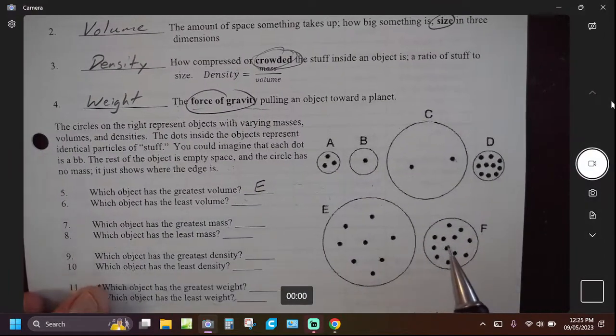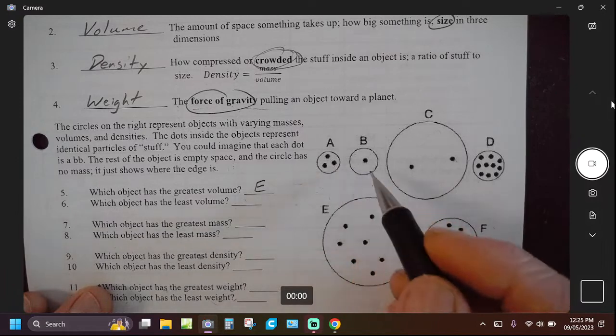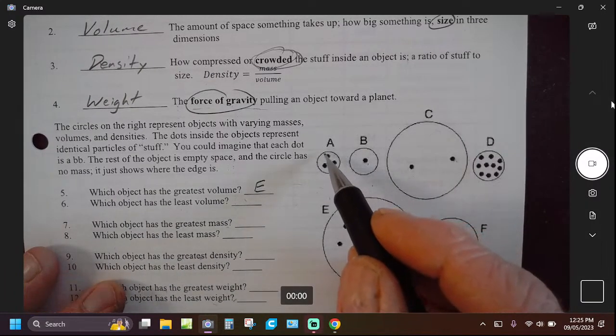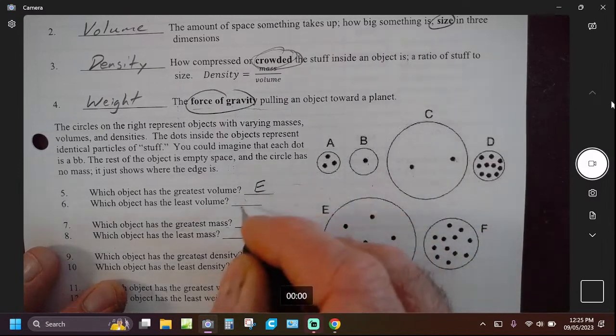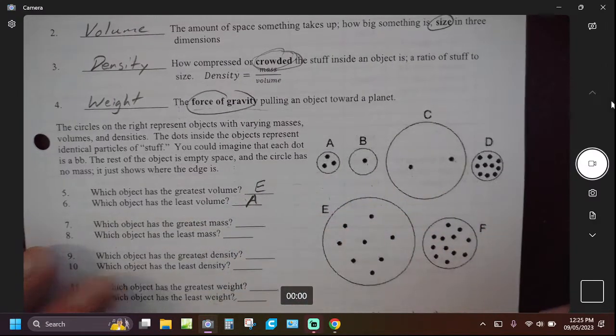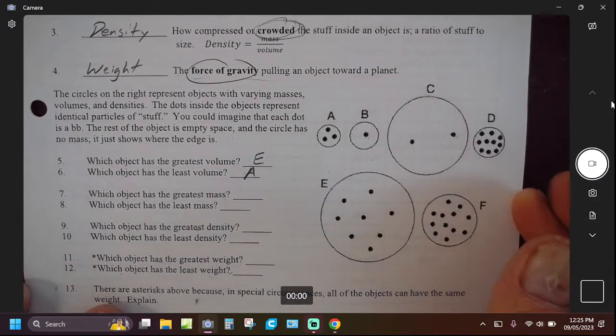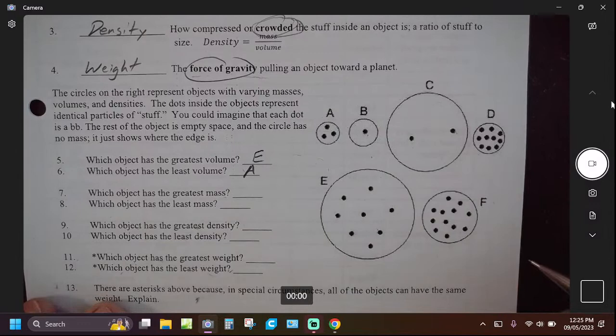And which one's smallest? A. So B has the least amount of stuff in it, but you can tell A is a little bit smaller than B. You should be able to make that out. So A is the smallest. A is the least volume. All right, greatest mass.